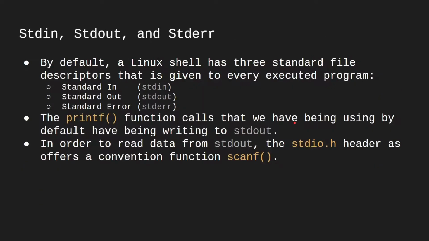So let's go ahead and talk about what we've been using recently. Every time we've used a printf function, we've actually been using a particular file called stdout. By default, a Linux shell gives you 3 standard file descriptors: stdin, stdout, stderr. The printf function that we've been using has been using stdout this entire time. In order to read data, the header stdio.h contains convenient functions like scanf, or a variety of different other functions that can read from this particular device.